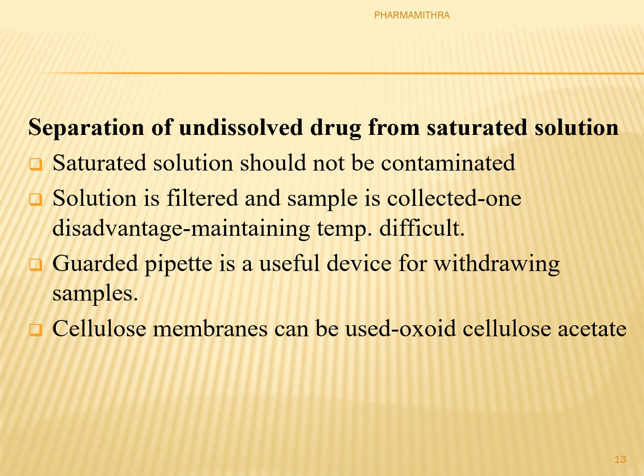We can use a guarded pipette for pipetting or withdrawing the sample, and for separation we can use a cellulose membrane, for example, oxoid cellulose acetate. We can also use a small sintered glass tube, or millipore membrane filters, or a syringe type holder to plunge with the help of a syringe. So these are the various ways of separating the undissolved drug from the saturated solution.